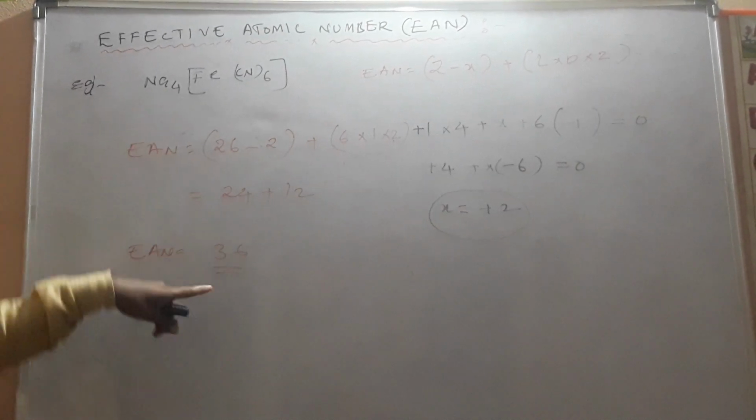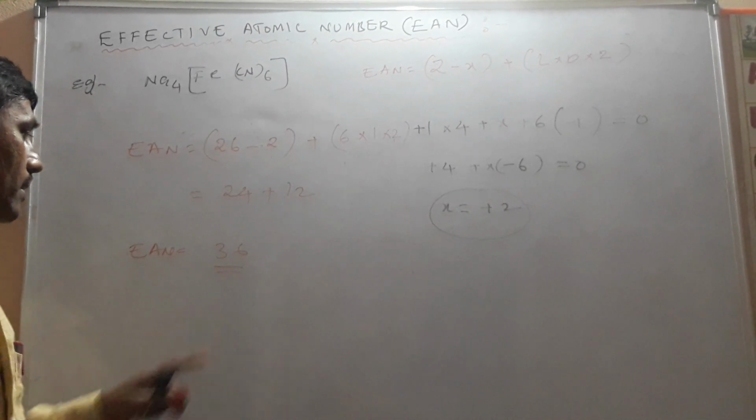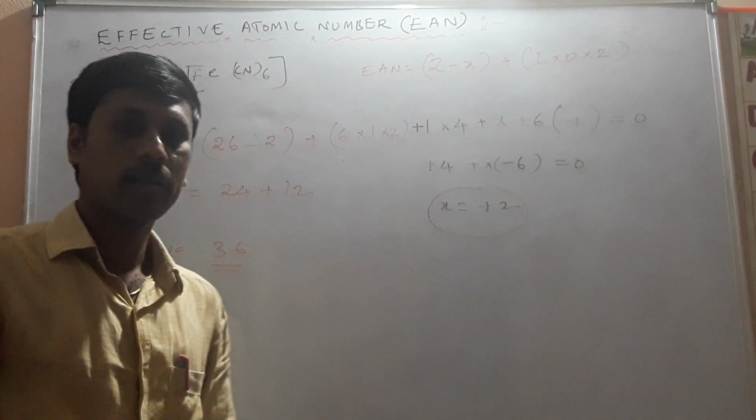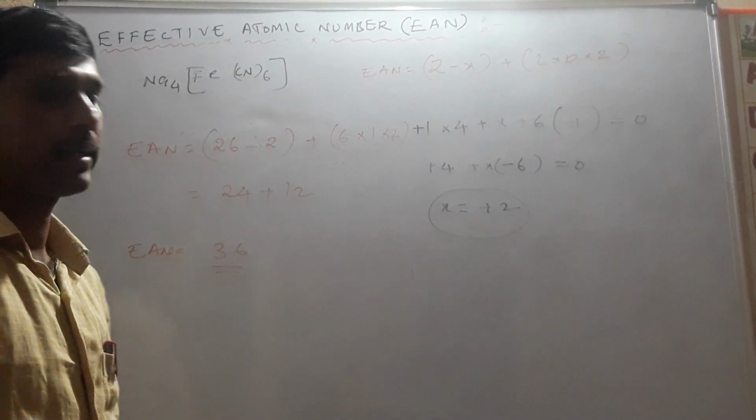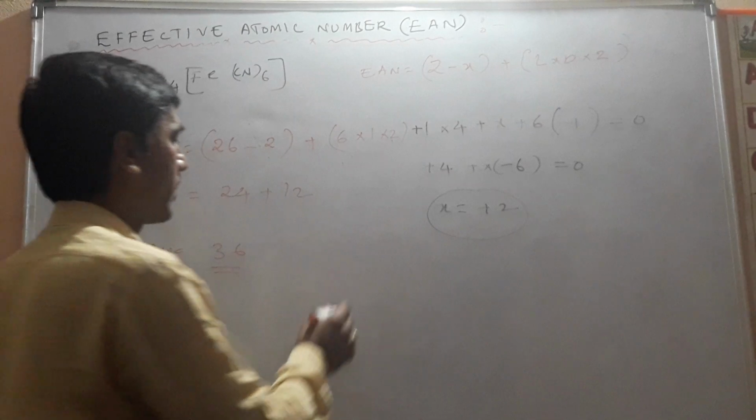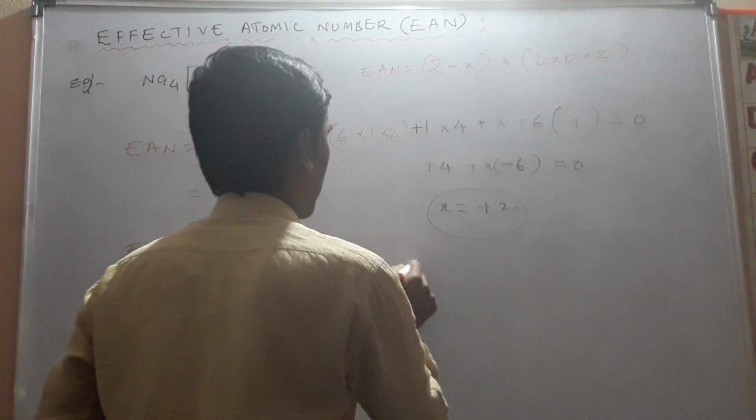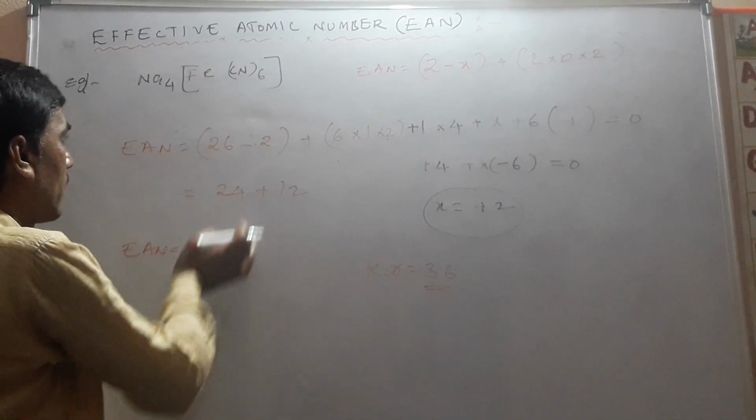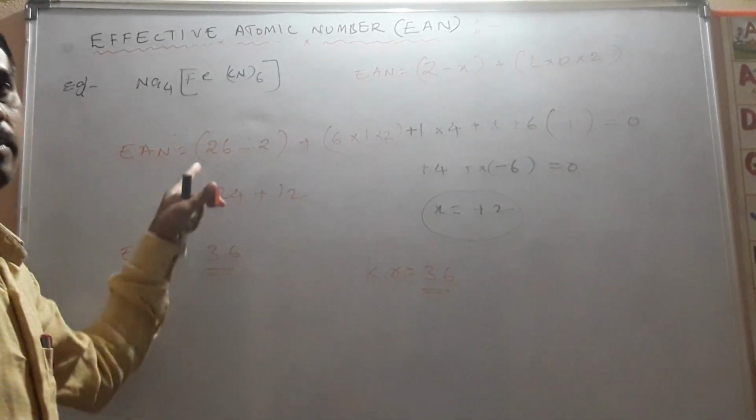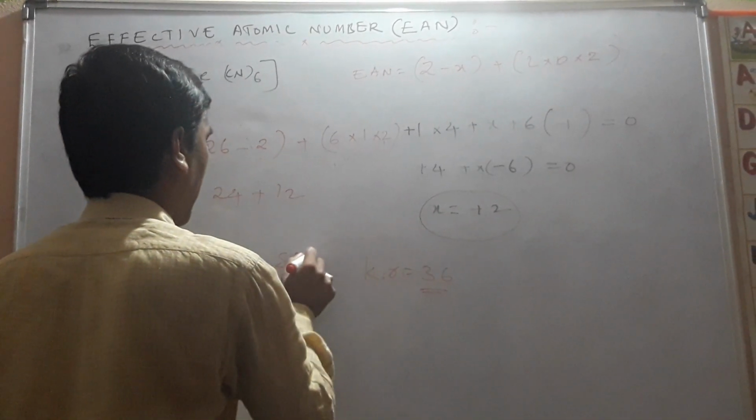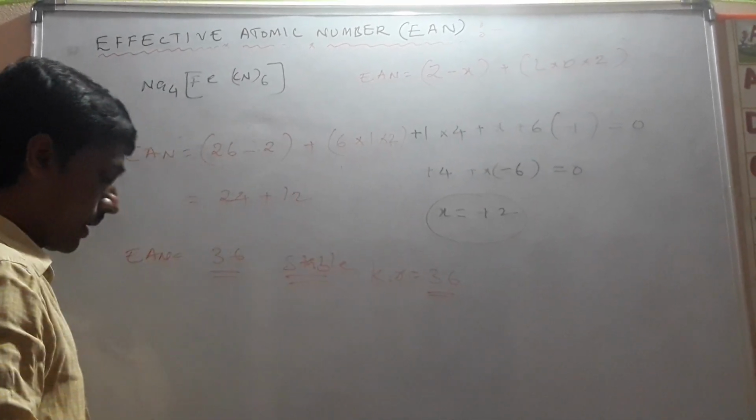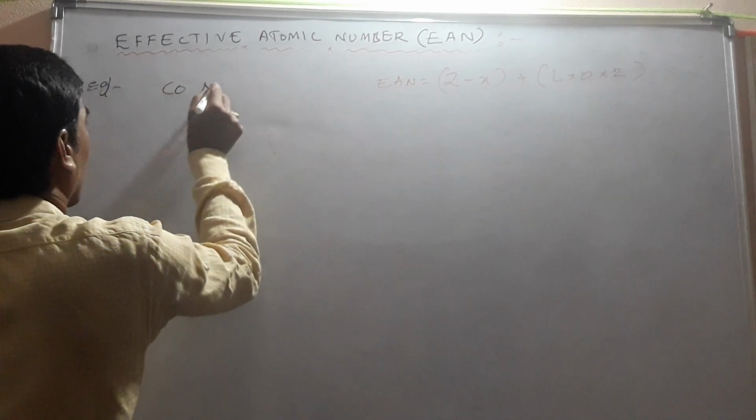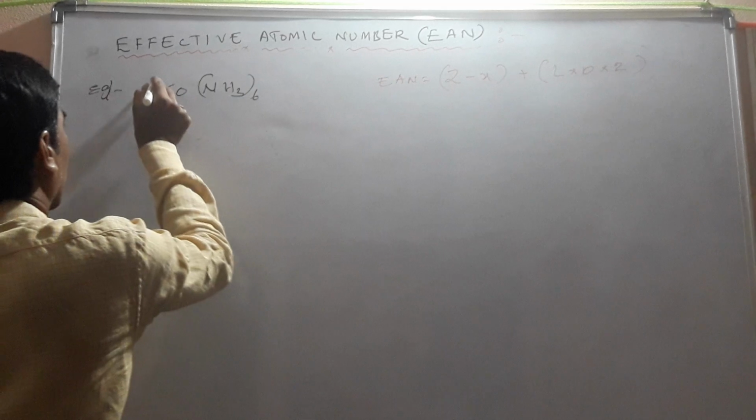This complex EAN value is 36, which is equal to or nearer to an inert gas element atomic number. That's why this complex is more stable. Which inert gas element? Krypton. The atomic number of krypton is 36, equal to this EAN value. That's why this complex is more stable. We are using another example.